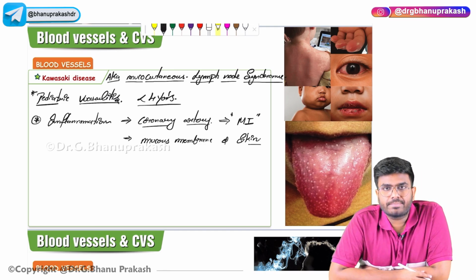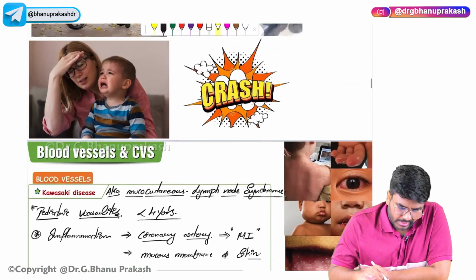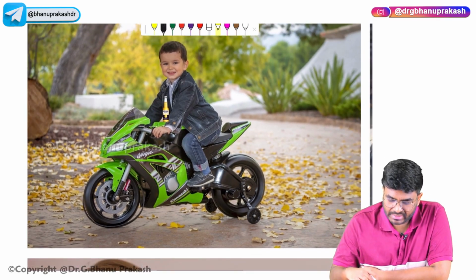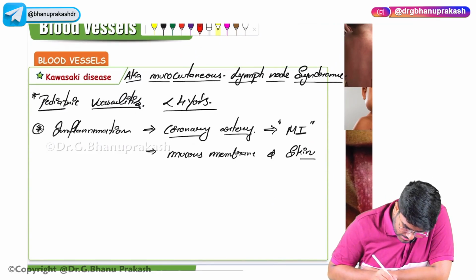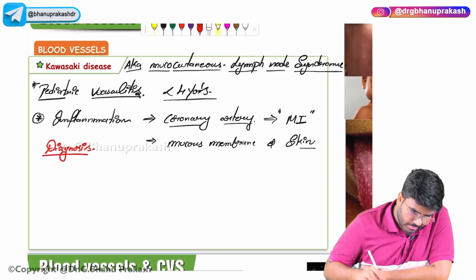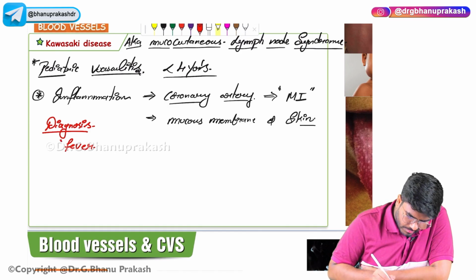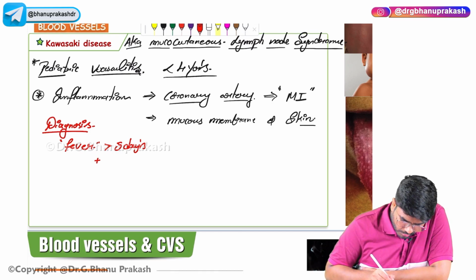So how do we make the diagnosis that this fellow is suffering with coronary artery disease? I have shown you the corona beer, right? The reason why I have shown you the corona beer with this guy is because the coronary arteries are going to be affected, and that can lead to myocardial infarction. Now, how to establish the diagnosis? There are certain criteria. This fellow should have fever for more than 5 days. Inflammation leads to fever. So, fever should be there for more than 5 days plus any 4 of the following.